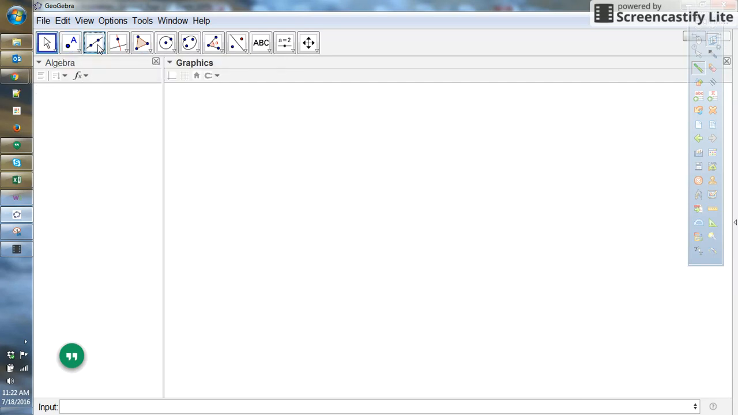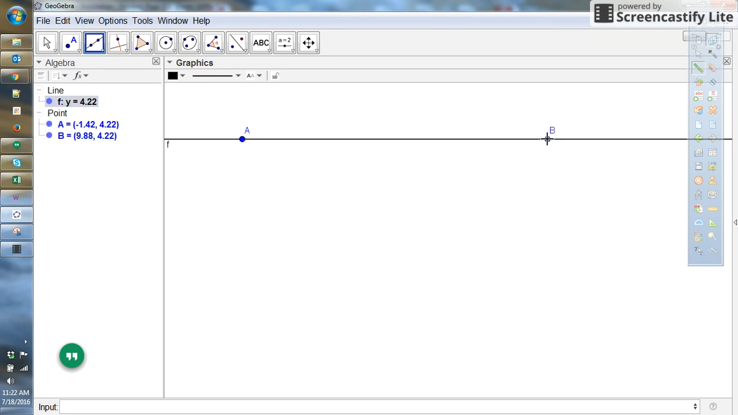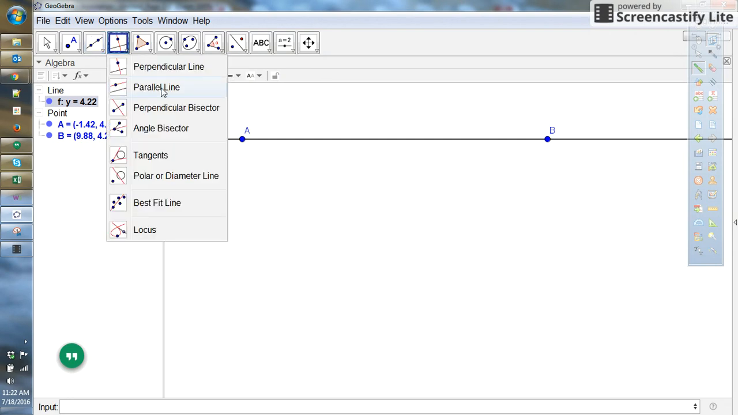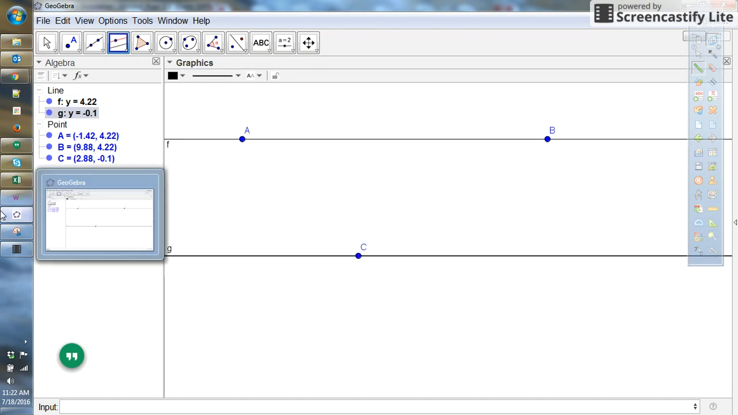Okay, so first I'm going to draw a line, and I choose the line tool. You only need 2 points to draw a line, so I'm just going to put my 2 points up, and it will automatically draw a line between the two. Now, the next thing I want is a parallel line. If I hover over these menus, it tells you what each menu is. If I hit this down arrow at perpendicular line, you're going to see it says parallel line. I'm going to click on my original line and then choose where I want my parallel line to fall.